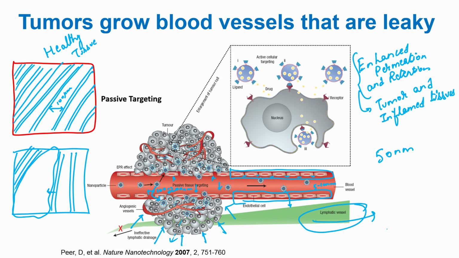Ideally speaking, anything below 100 nanometers will be able to utilize this effect to a very nice extent, whereas anything above 100 nanometers may be difficult. It may diffuse into certain areas, but not through all areas of the tumor vessels. So, ideally you want your particles to be anywhere between 10 nanometers and 50 nanometers if you are trying to target these tumor or inflamed tissues. Even up to 100 nanometers is okay, but beyond that it is not going to work very well, at least with this concept.